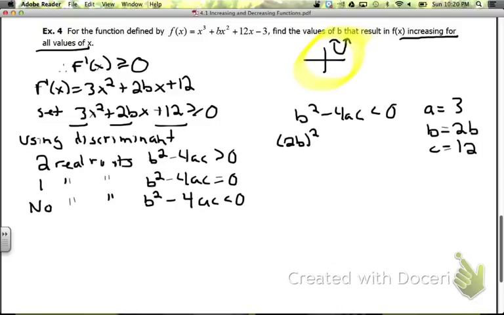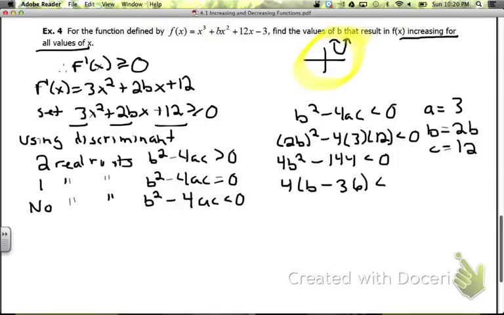So (2b) squared minus 4 times 3 times 12 is less than 0. So we have 4b squared minus 144 is less than 0. We can factor out a 4 and we're left with b squared minus 36. That works out really nice because this is a difference of squares. So 4 times (b plus 6) times (b minus 6) is less than 0. So therefore we know these are our values that we'll be using.